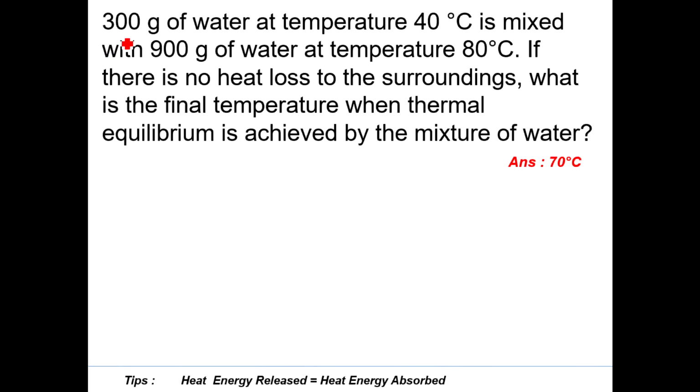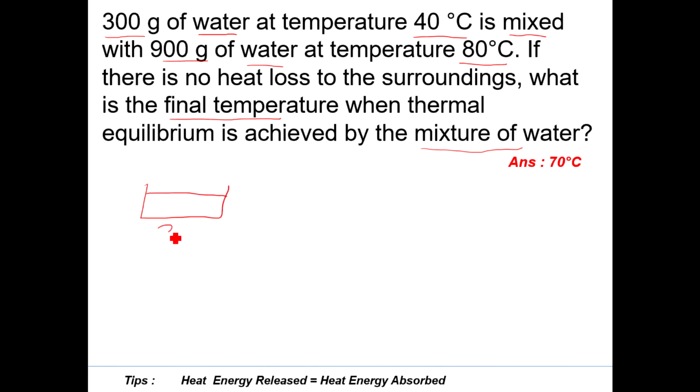The last question. 300 gram of water at a temperature of 40 degrees Celsius is mixed with 900 gram of water at a temperature of 80 degrees Celsius. If there is no heat loss to surrounding, what is the final temperature when the thermal equilibrium is achieved by the mixture of water? So we mix this 300 and 900 gram of water and we calculate what is the final temperature of the mixture. You must have this idea in your mind.